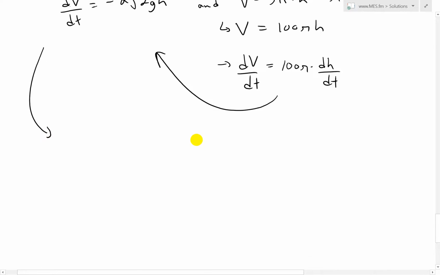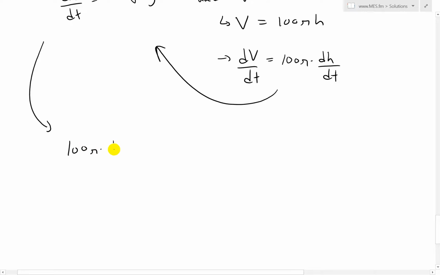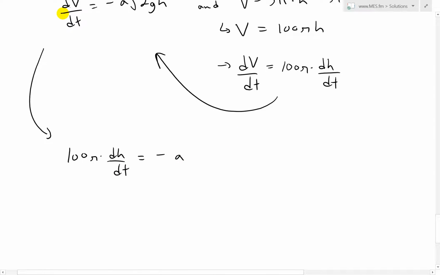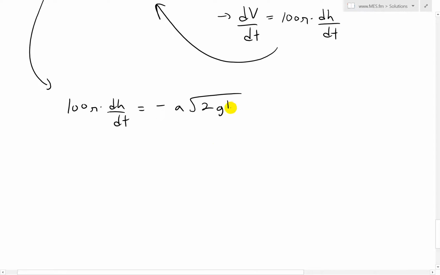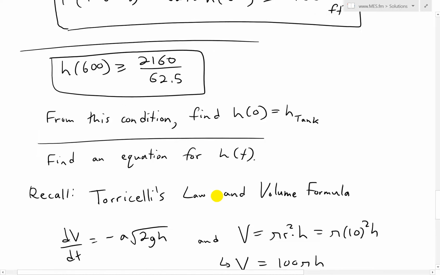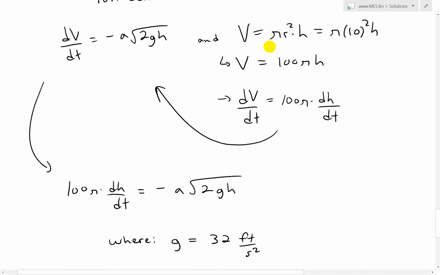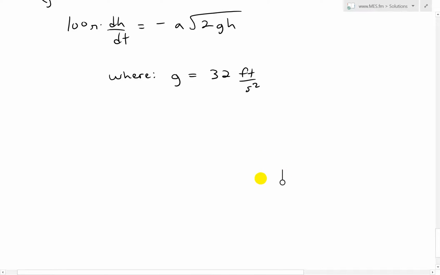What we end up having is 100 times pi times dh over dt is equal to negative a, because that's our dv over dt, times the square root of 2gh, where g, as I already wrote down, is 32 feet per second squared. I had written that down for gravity in imperial or US customary units: 32 feet divided by second squared. I forgot that.